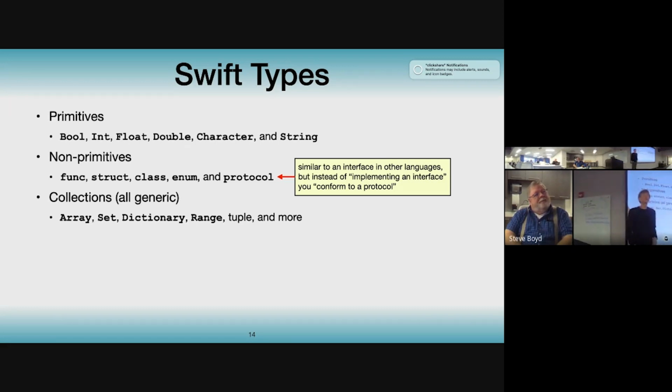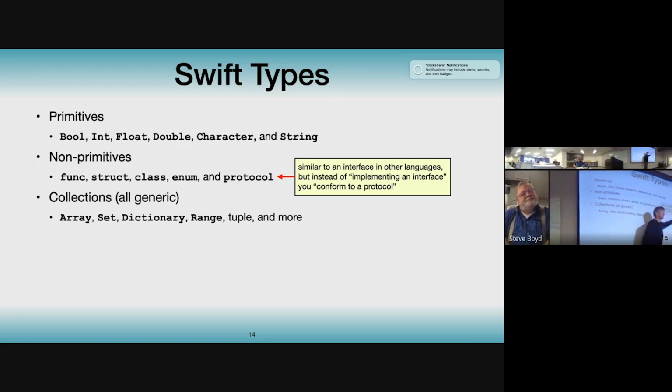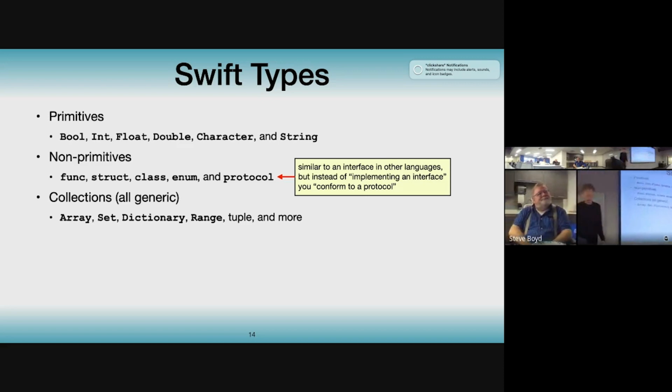As I said earlier, protocols are like an interface in other programming languages, but there's some terminology that's different between Swift and every other programming language. And if you use the wrong terminology, people will know you're not a real Swift developer. So if you said, you should implement this protocol, they'll be like, what are you talking about? You're not one of us. You have to say you want to conform to a protocol. You don't implement a protocol. Implementing is for interfaces. So just some terminology differences.